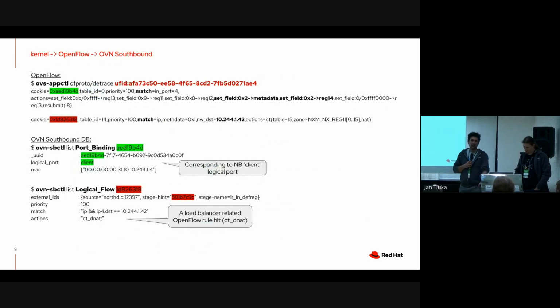So if we take the new ofproto detrace tool and we call it on one of the flows we got in our data path flow dump, what we see is going to be a set of OpenFlow rules. In this case, we selected a couple.